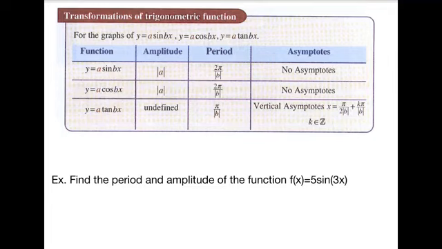Let's see one example for this. Find the period and amplitude of the function f of x equals 5 sine 3x. So you can say right away that amplitude is 5, the number which is over here. And what is period? So you have to use this formula, 2 pi divided by absolute value of 3. So period equals 2 pi divided by 3. And that's the period of this function.